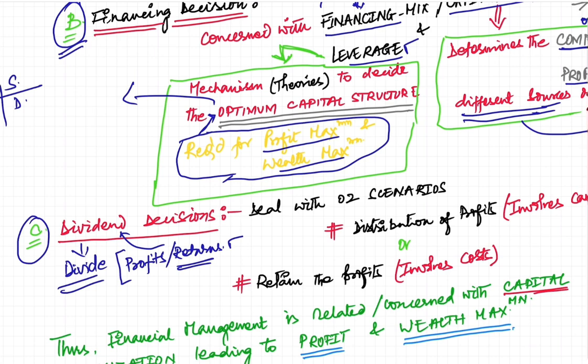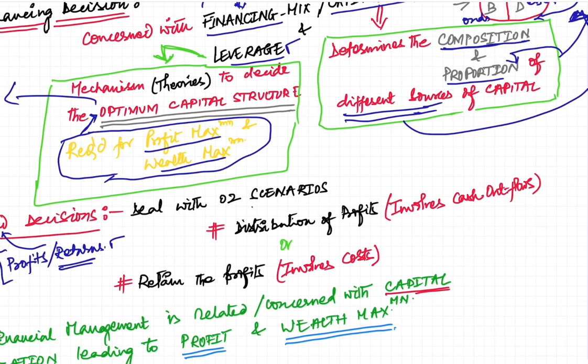Now, decisions with respect to dividend deal with two scenarios. Scenario one: should the profits be distributed, distribution of profits, or should they be retained? Now, whenever you are distributing profits, it involves cash outflows. Definitely, cash is going to flow out of the business, right?